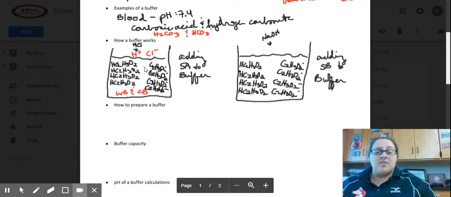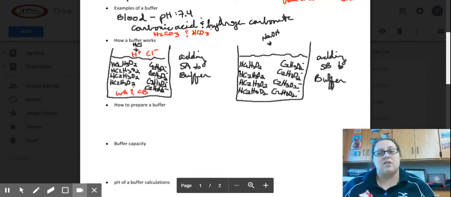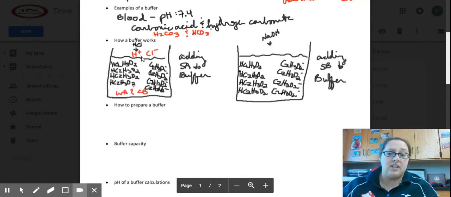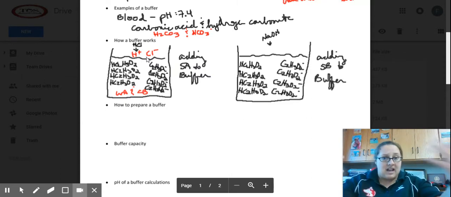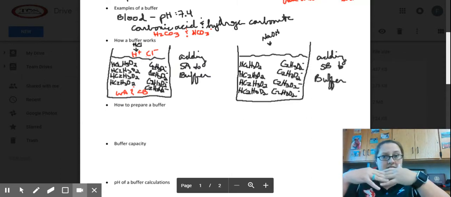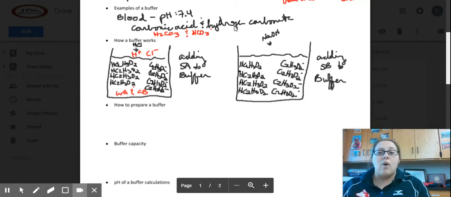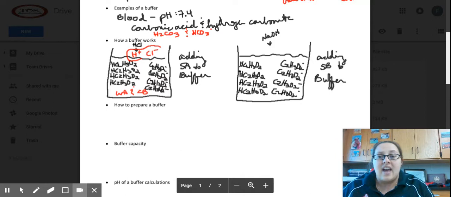When it comes in contact with the water, which one do you think is going to react with the acid? Do you think another acid is going to react with this acid, or do you think the base is going to react with the acid? Well, hopefully you said the base, because bases and acids react together. They neutralize to form water, right? So what I'm going to see here is that this acid is going to react with the base component of the buffer.